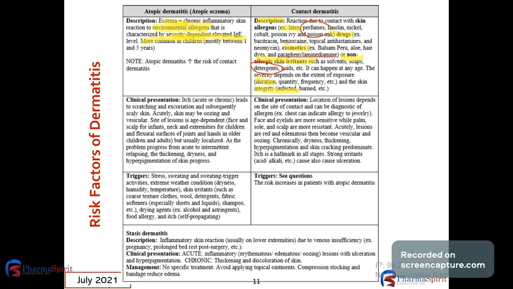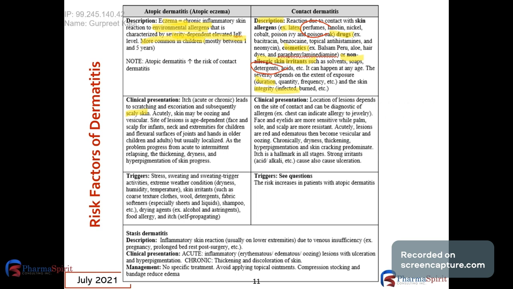In terms of clinical presentation and the symptoms, so for atopic dermatitis or the eczema, the patient usually has itch. It can be acute or chronic. That leads to scratching and excoriation of the skin, so scraping the skin, and this leads to scaly skin. When it's acute, the skin may be oozing and vesicular, so the skin will be kind of wet.